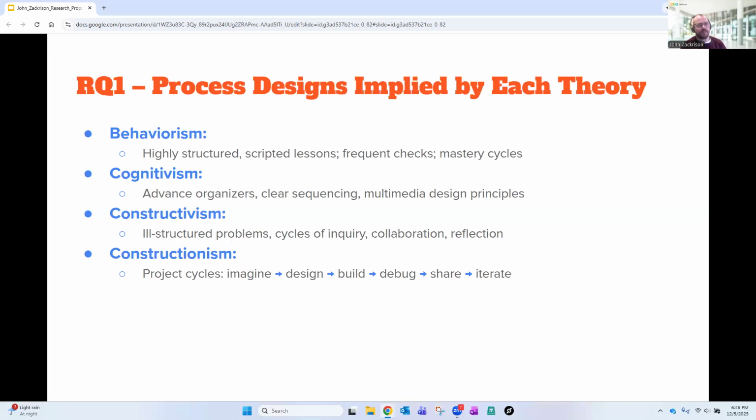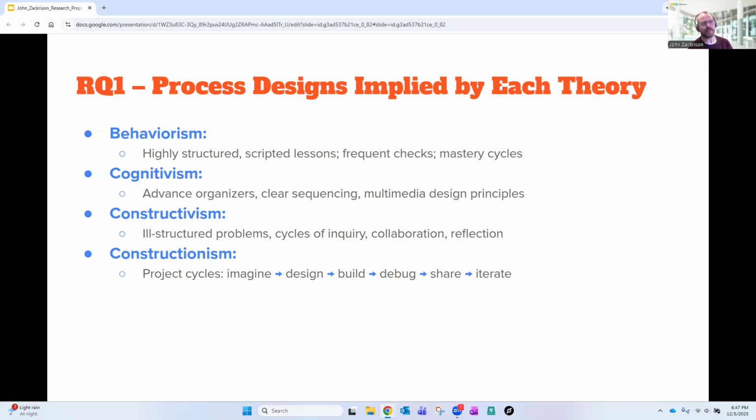For cognitivism, the process design focuses on how information is sequenced and represented. Examples could include starting with advance organizers that activate prior knowledge, presenting content in logically structured segments, and following multimedia principles like coherence, signaling, and segmenting to manage cognitive load.